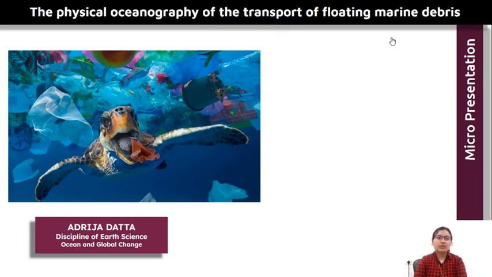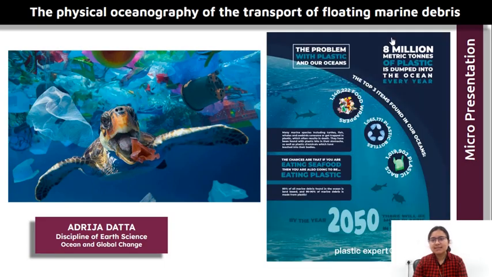Now I am going to present on the topic of the physical oceanography of the transport of floating marine debris. So this is the scenario today. In the sea, we can see more and more plastic pollution, most of it food wrappers, plastic bottles, and plastic bags. About 8 million metric tons of plastic are dumped in the ocean.